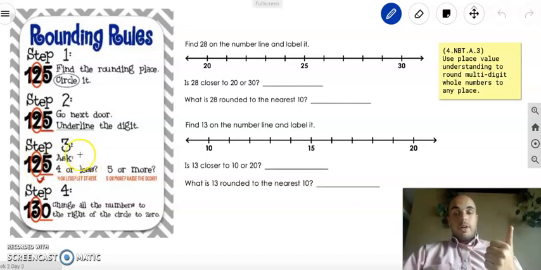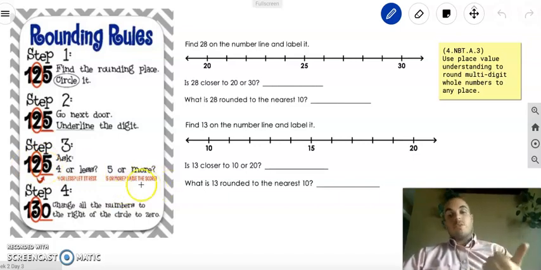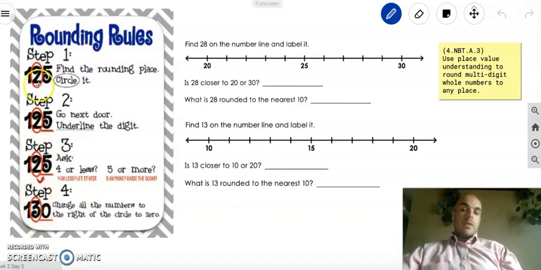If this number is 5 or more, which in this case it is, we're still going to turn this number into a 0, but we're now going to raise the score. Get how it rhymes? 5 or more, raise the score. We're going to raise the score for the circle number, the 2. We're going to go up 1 value to 3. So we have essentially taken 125, and through these steps, we've rounded up to 130. 125 is closer to 130 than it is to 120 in the tens place.